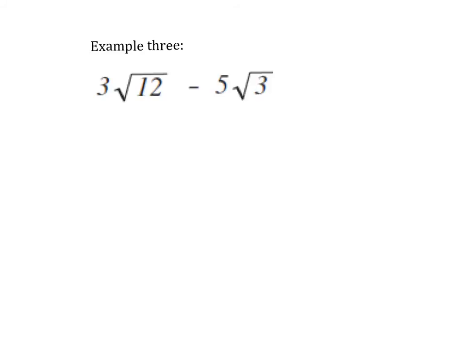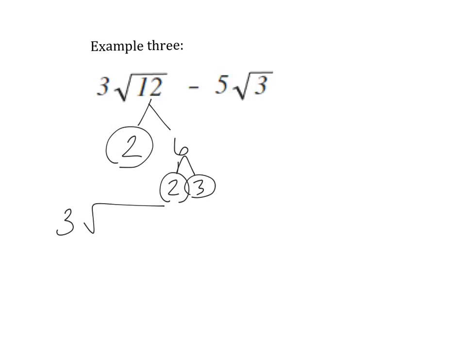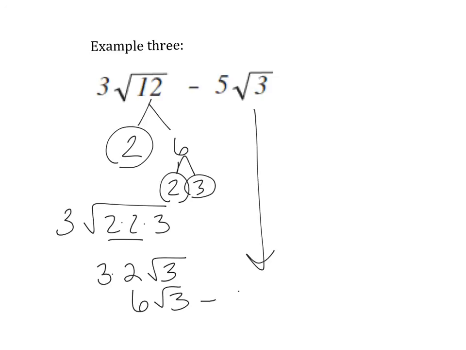So what I'm going to try to do is simplify the square root of 12. In this case, we got 6 and 2. And then we've got 2 and 3. So when I rewrite this, you'll have 2, 2, and 3. So I have a pair of 2s. So this first part will get rewritten as 3 times 2 times the square root of 3, which is 6 square roots of 3. And if I drop down the other part, we find that now they both have the same square root values. So we can subtract and get 1 square root of 3.